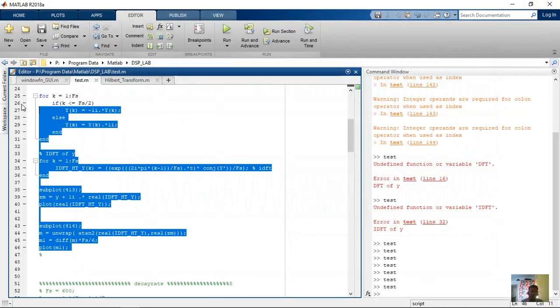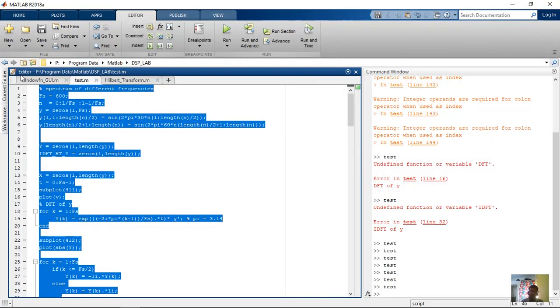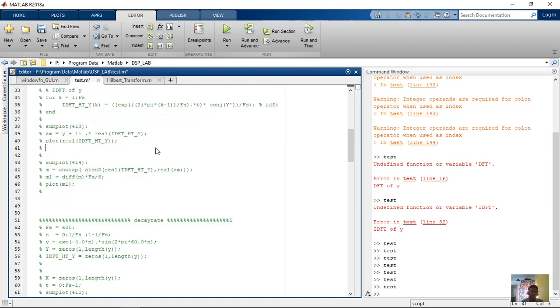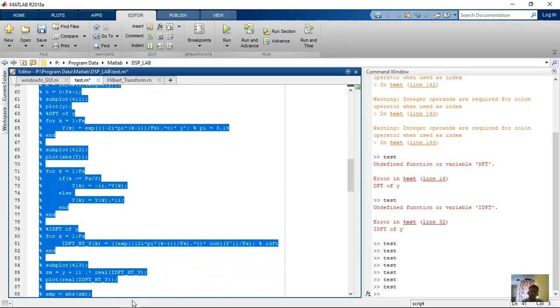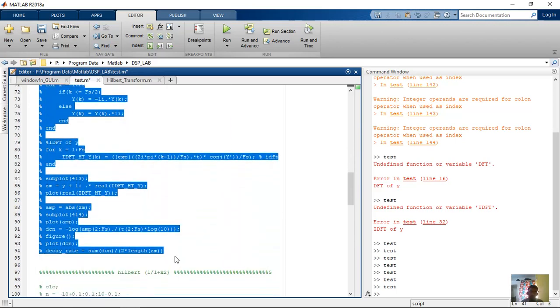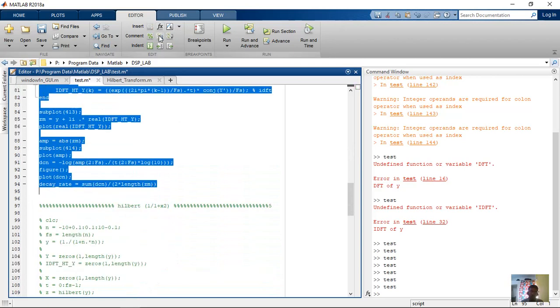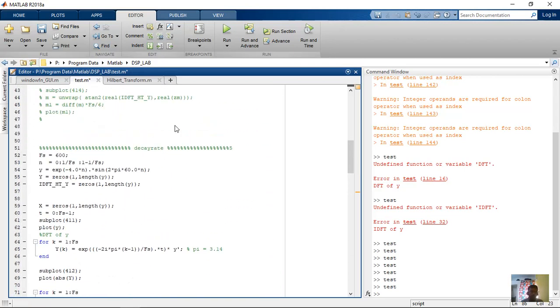So now we'll move to decay rate. We'll comment this out. Now the amplitudes are degrading. So how do we find the rate at which it is degrading? For that also we are using the Hilbert transform. Here also it goes the same way.